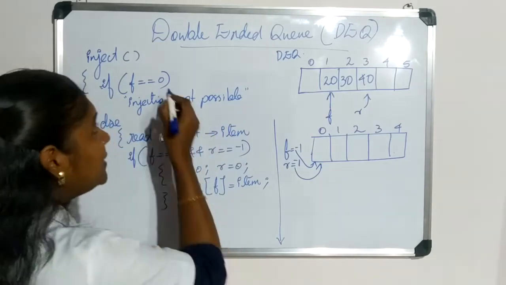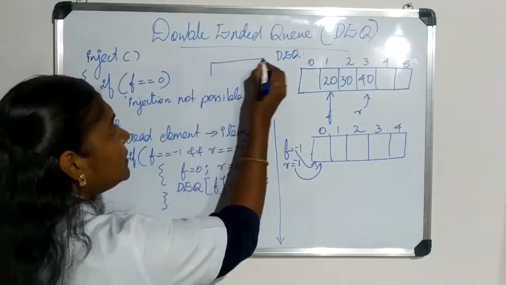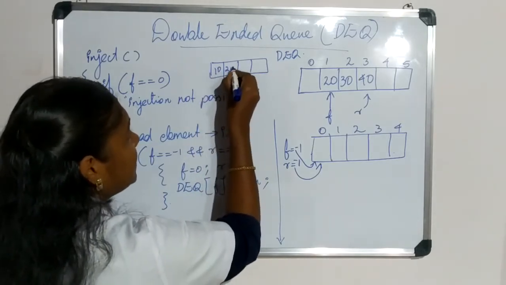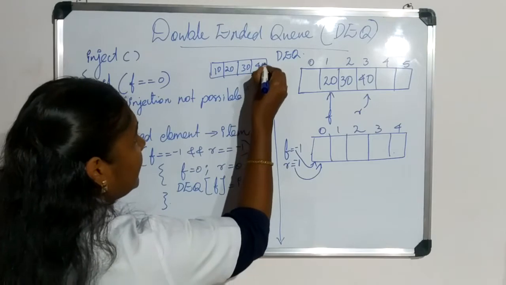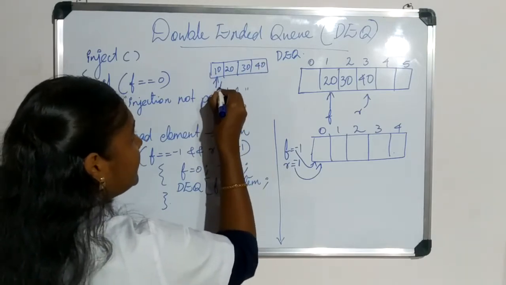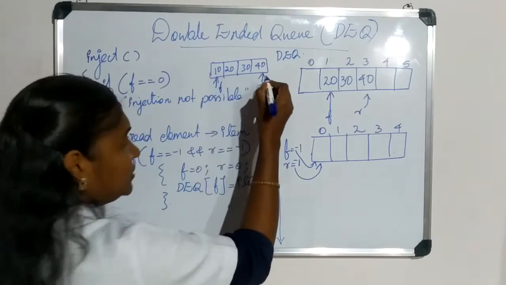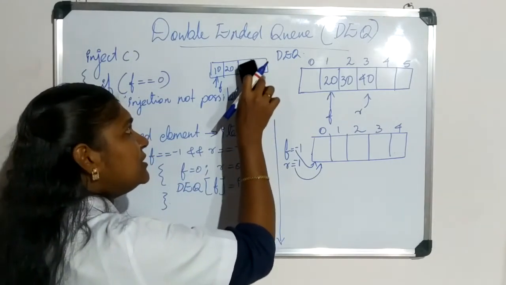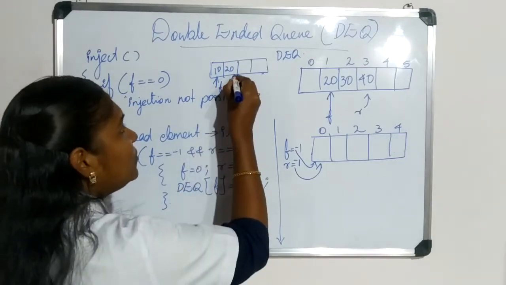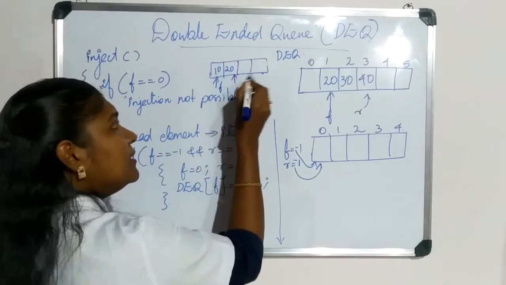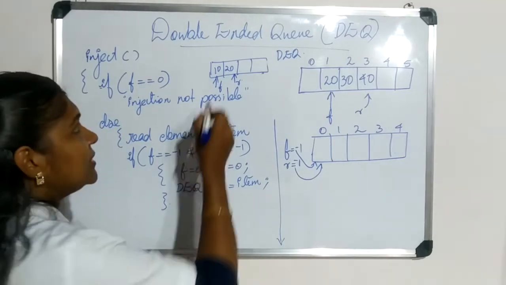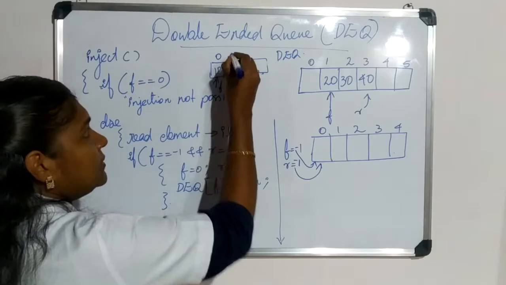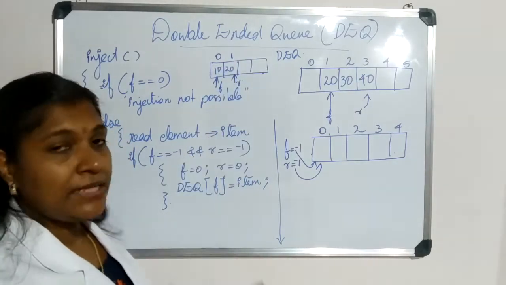So in order to remember, when you write this condition, you draw a small diagram and mark some elements: 10, 20, 30, 40, and mark front at this position and rear at this position. It is not necessary that R should reach the last position. Even if we have two elements in our deque, this is also fine, because our concept is that if F is pointing to position 0, then inject is not possible. This is the only thing we need to consider.